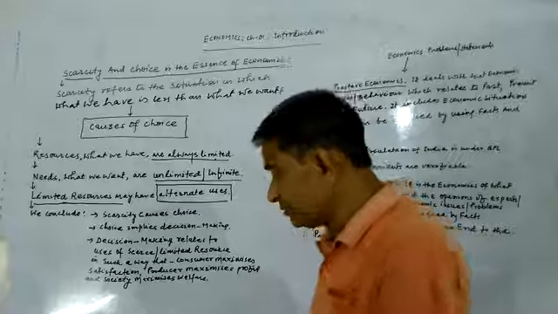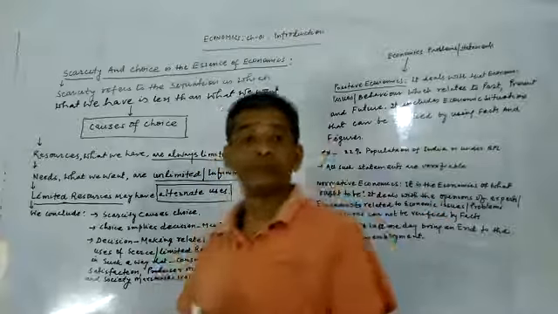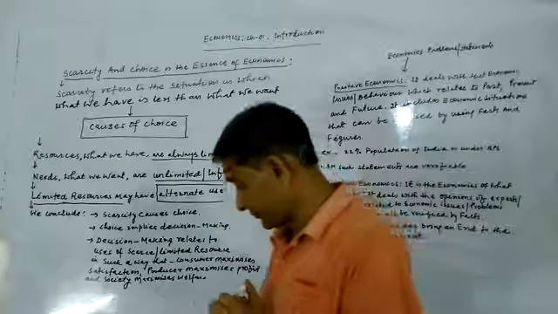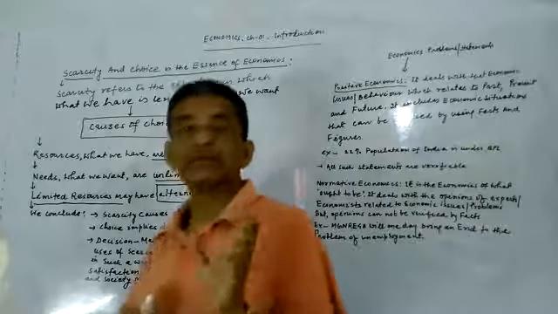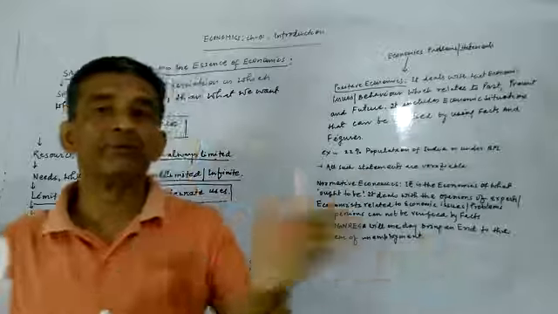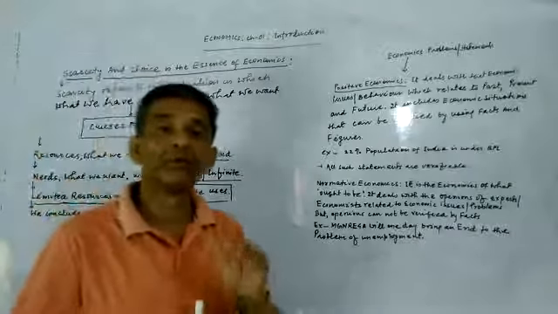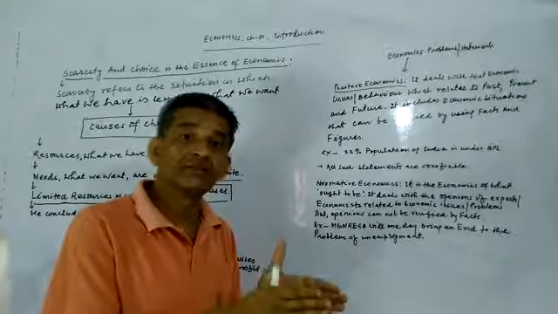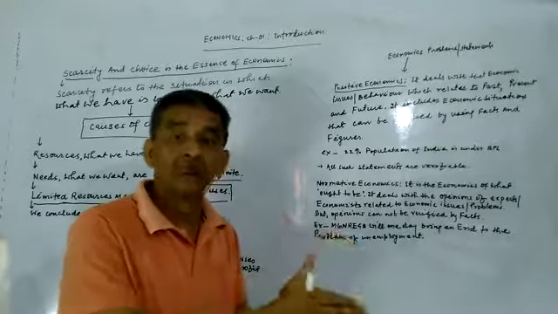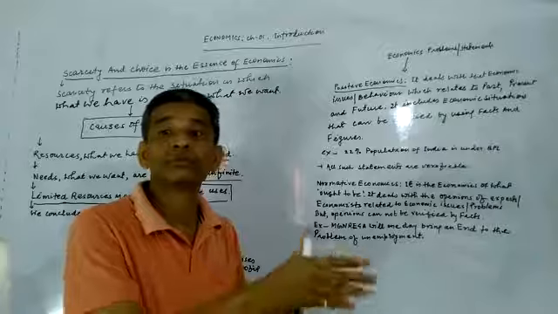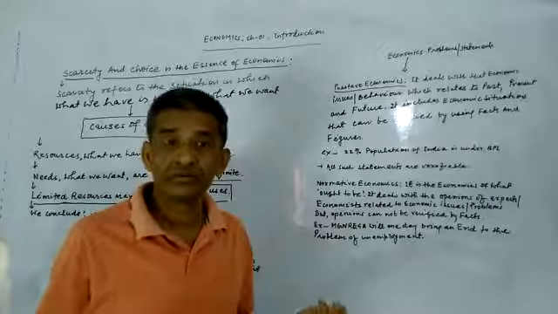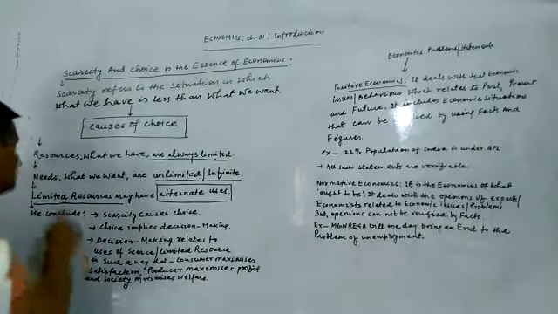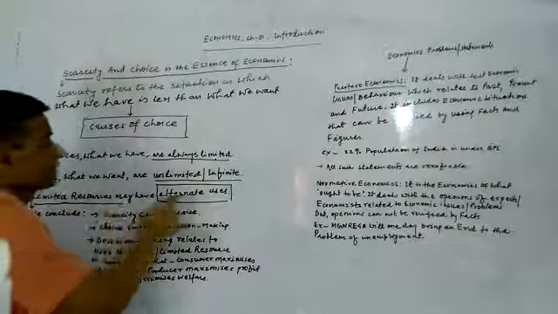Another example, which will make it even more clear. Suppose there is a piece of land, a plot of land as we say. If the land is given to a farmer, the farmer will cultivate crops over that. If the same land is given to a builder, what will he do? He will construct a building. So, it makes it clear that limited resources may have alternate uses.